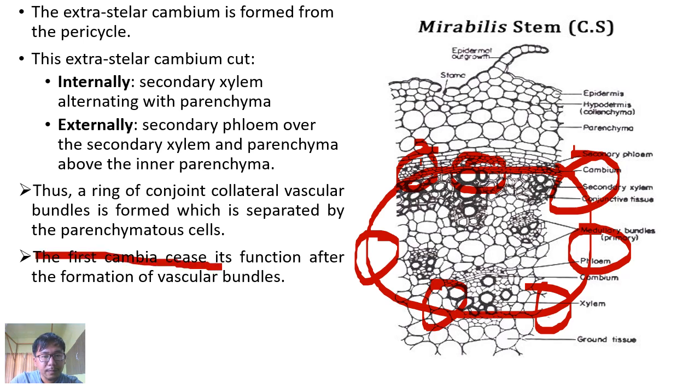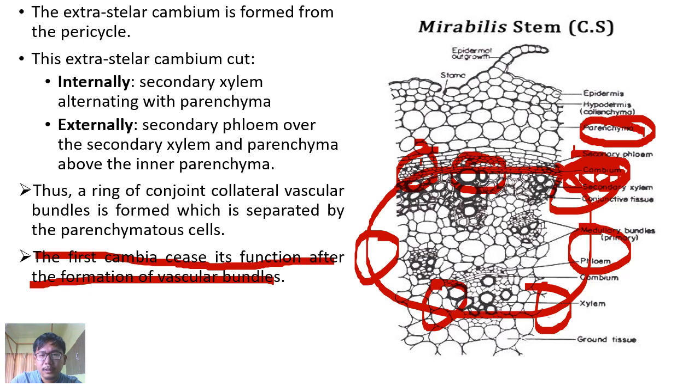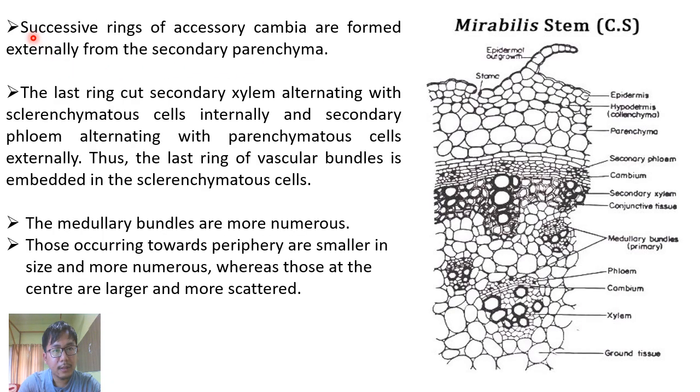The first-formed cambium ceases its function after the formation of the vascular bundle. After the formation of the complete vascular bundle, this cambium will stop its function, and somewhere above it another cambium will be produced again from the parenchyma, that is, the secondary parenchyma. Successive rings of accessory cambia are formed externally from the secondary parenchyma. So this cambium has already died in the first ring.